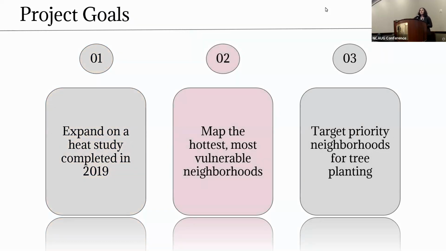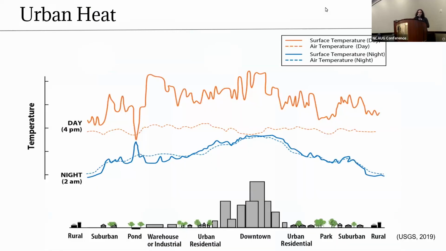The second goal we had was to use ArcGIS Pro to map the hottest and most vulnerable areas within Buncombe County. And the third goal is to take this map and use it to target priority neighborhoods for Asheville Greenworks' tree planting campaign. So now I want to talk about why it's important to map heat.